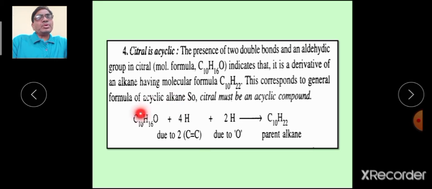Now look at citral, C10H16O. Why are 4 hydrogens less? Due to the presence of two carbon-carbon double bonds. Again, why are 2 hydrogen atoms less? Due to the presence of oxygen. If these are accounted for, then the formula matches the formula of the acyclic alkane. And therefore, citral is an open chain, acyclic compound.